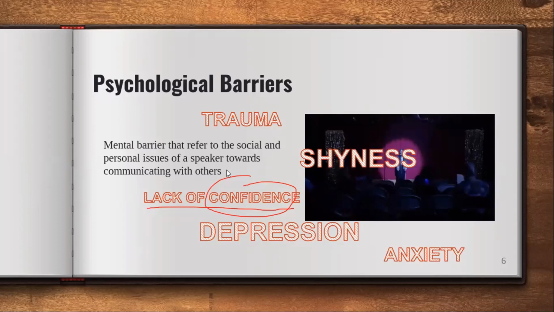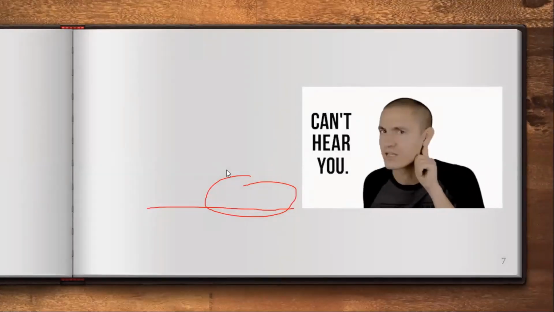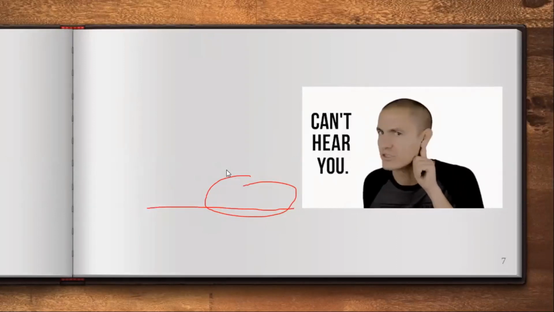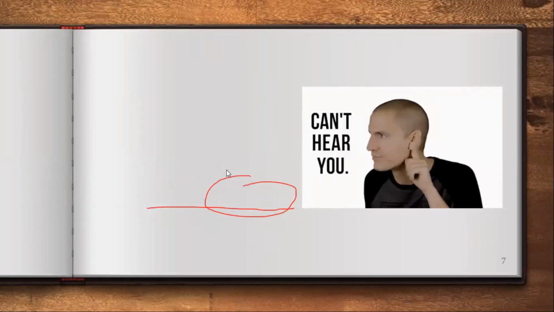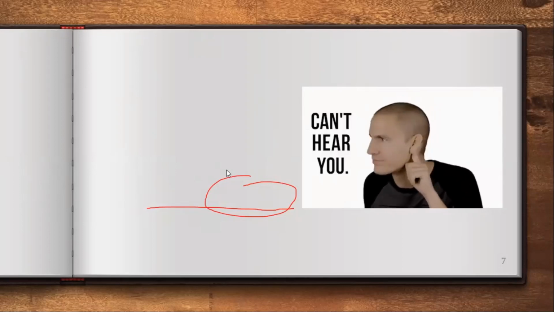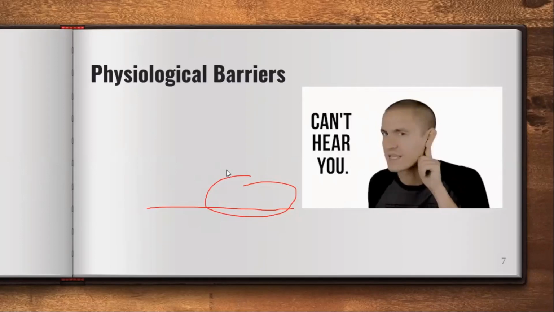Now let's proceed with our third one. The third barrier, look at this. It says there, can't hear you. Ano kaya yan? Pag you cannot hear clearly, what is the type of barrier? So this type of barrier is physiological barriers.